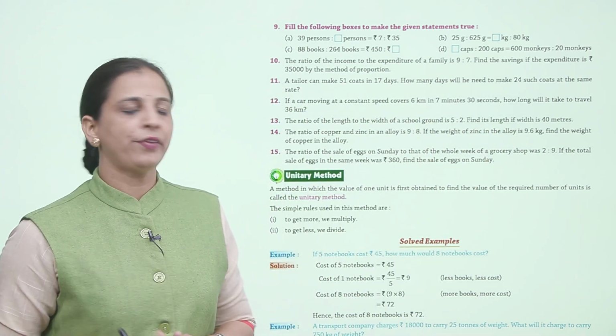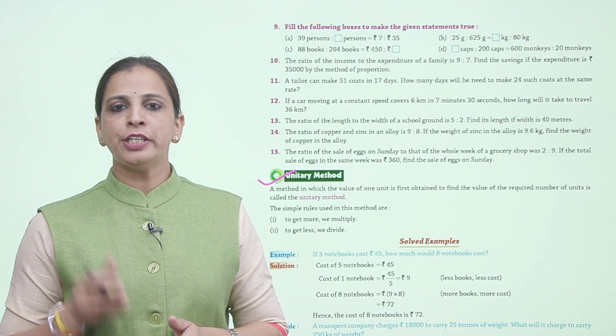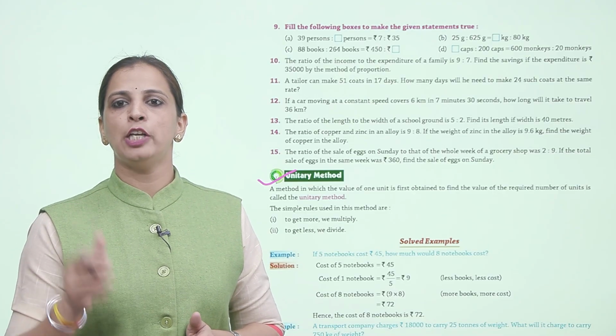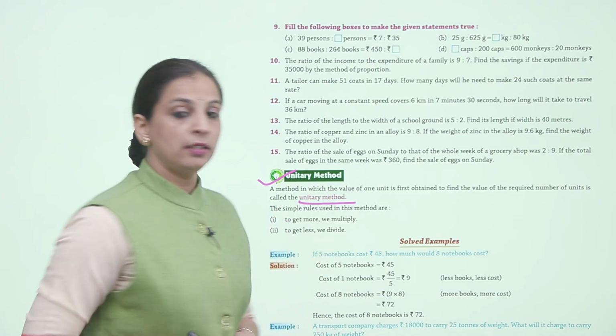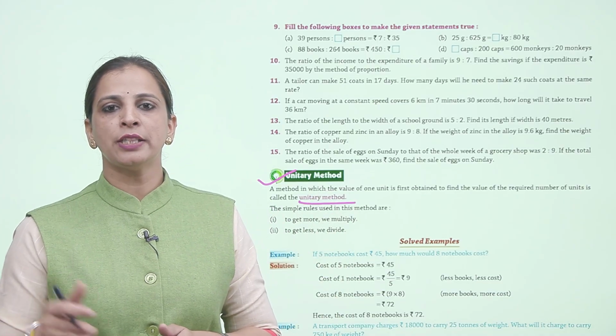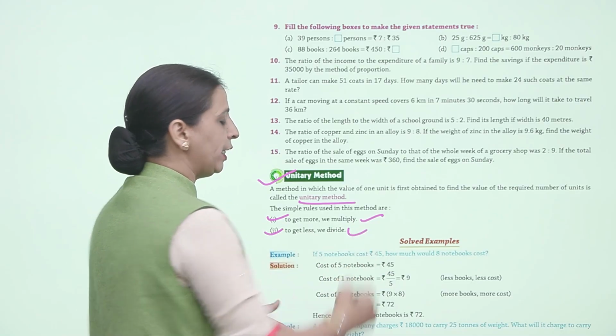Now next is unitary method. A method in which the value of one unit is first obtained to find the value of the required number of units is called the unitary method. The simple rules used in this method are: first, to get more we multiply, to get less we divide.